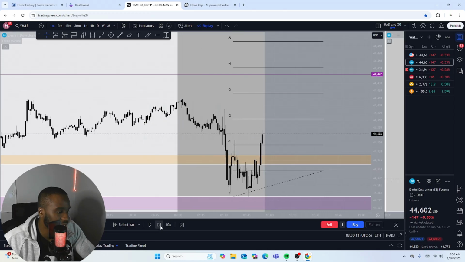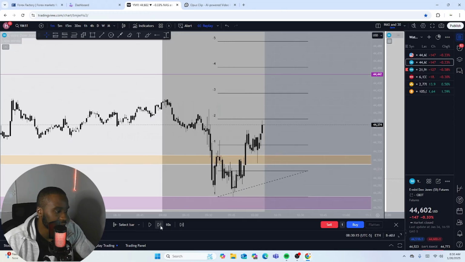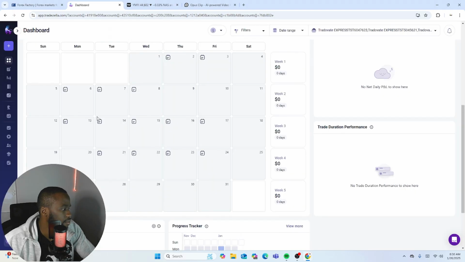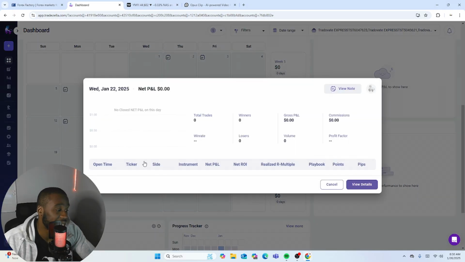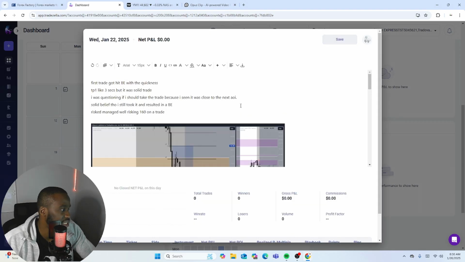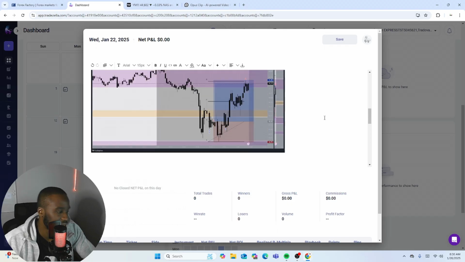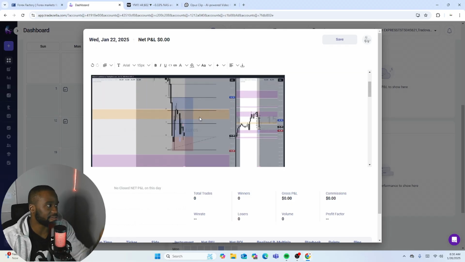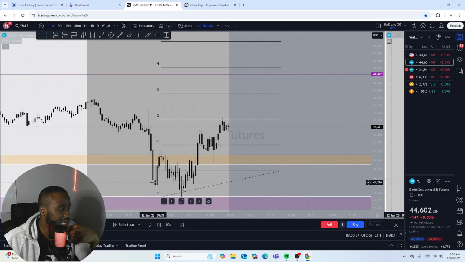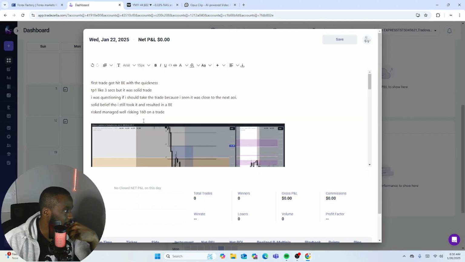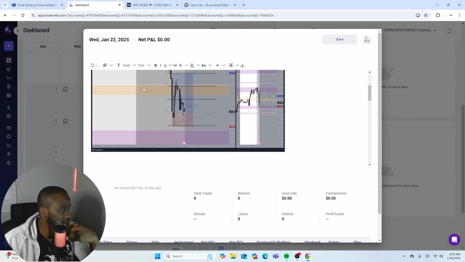Let's see if TP1 would have got hit. TP1 would have got smashed. TP2 would have got smashed. Let me see. Is this the trade I took on the 22nd? Let's review. This is why it's important to journal, because now I get to review it and see, is this the exact trade that I took in the live markets that I took in the backtesting session? So yes, see that first trade I took right here, I did take this trade and I got stopped out.